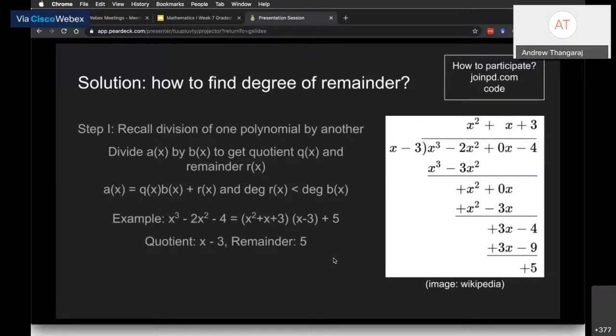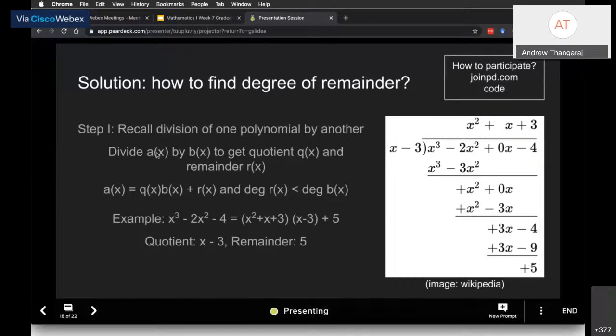Let me just recall, first of all, dividing one polynomial by another. You might have learned it long ago in school sometime. You put one polynomial inside, put the other polynomial outside, and then you divide, you get the quotient and you get the remainder. What is crucial is when you divide a of x by b of x, you get a quotient q of x and the remainder r of x, and a of x equals q of x times b of x plus r of x. What is crucial here? Degree of the remainder has to be strictly less than the degree of what you divided by, b of x.